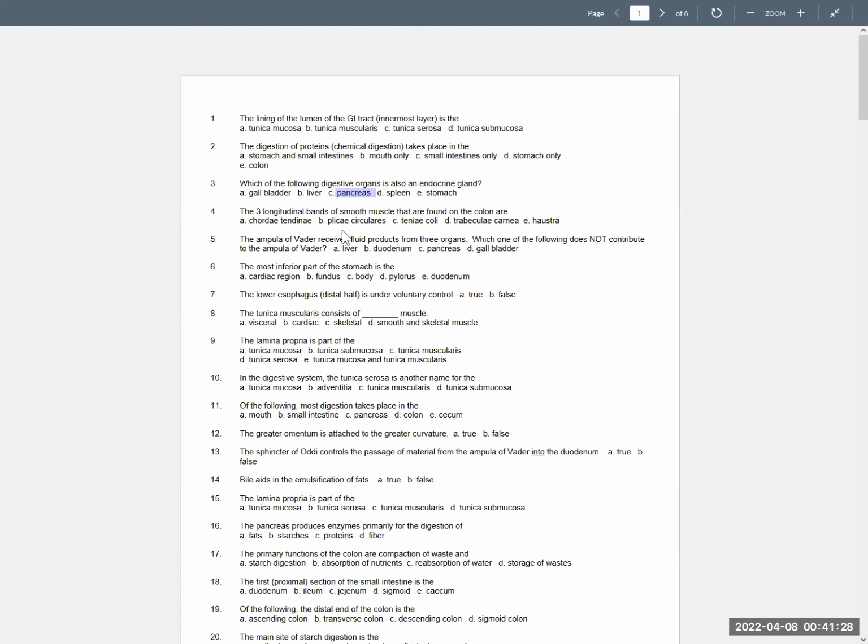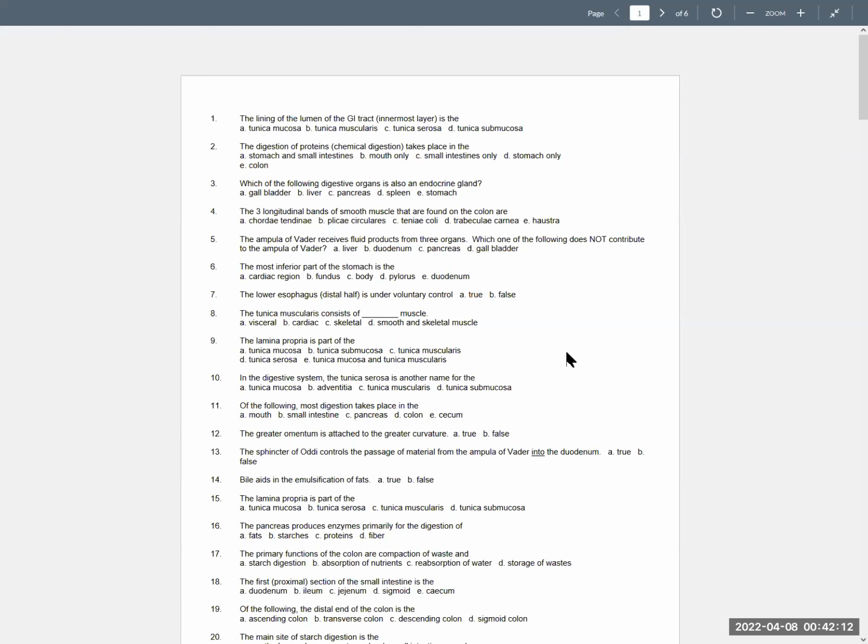4, the longitudinal bands of smooth muscle that are found on the colon. Now, I'm asking the question, but I'm telling you something. I'm telling you there are 3 longitudinal bands. They are longitudinal. Okay, they are smooth muscle. And what are they called? Taeniae coli. Taeniae coli, yes. Okay, so this is the correct answer. But there's a lot more in that question than it looks like. That question can be rearranged so many ways. Okay, so don't expect this exact question, but expect a form of it.